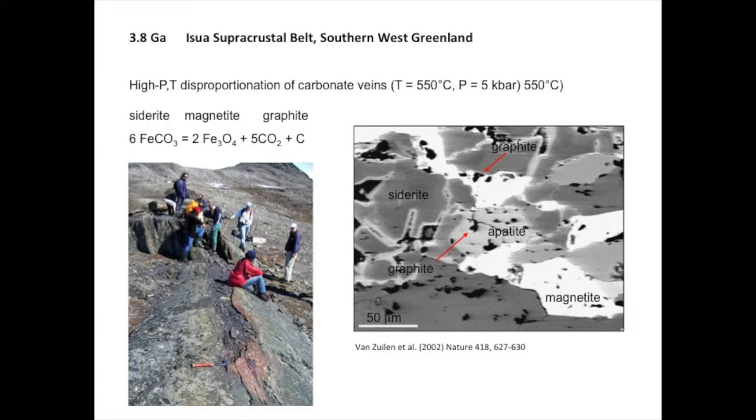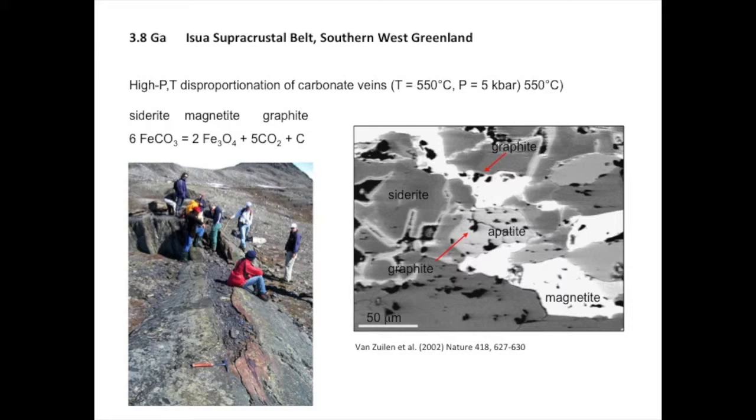we see that these are veins actually. And they've been reinterpreted as being metasomatic carbonate veins, rocks that formed during a metamorphic event. And when you look at the petrology, you see that graphite, and in this case graphite is actually sitting in the apatite, but it's sitting everywhere, associated with siderite and magnetite.